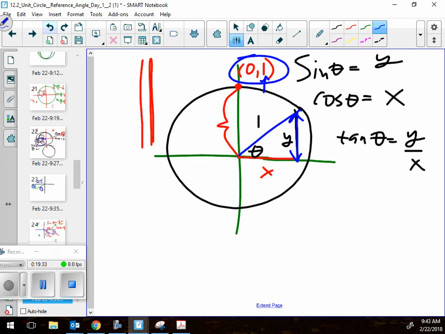Okay. What's tangent of 90? Well, it's y over the x. What's the y? 1 over what's the x? What's 1 over 0? Try typing in tangent 90 and see what happens. You can't have a 0 in the bottom, right? That's a domain issue.